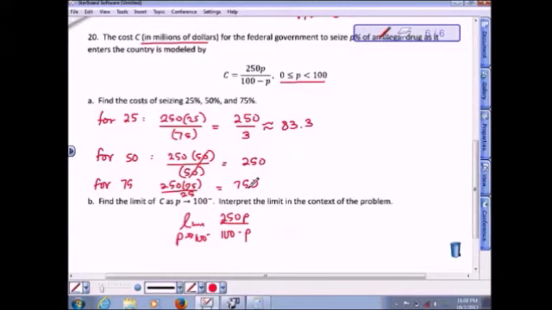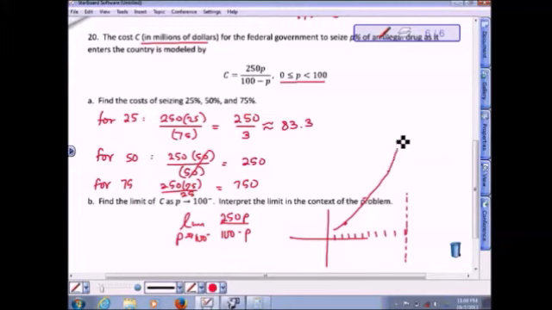We've done a numerical analysis kind of here, where we've tested some points. If we consider just a rough idea of what this graph might look like, there's a vertical asymptote at 100. So these are tens: 10, 20, 30, 40, 50, 60, 70, 80, 90. And these represent percentage points of how much of the drug they want to seize. So at 25%, which was about right here, they were at 83 million. At 50%, they were at 250. At 75%, they were way up here.